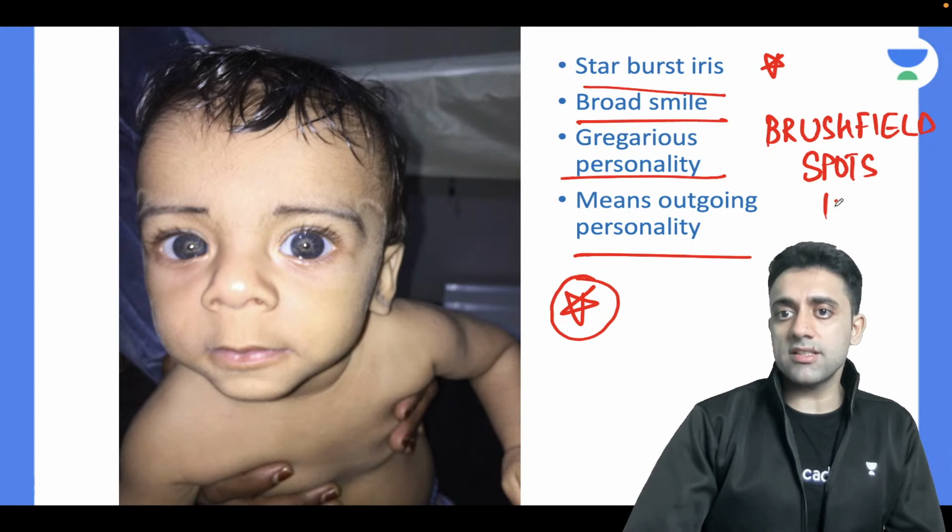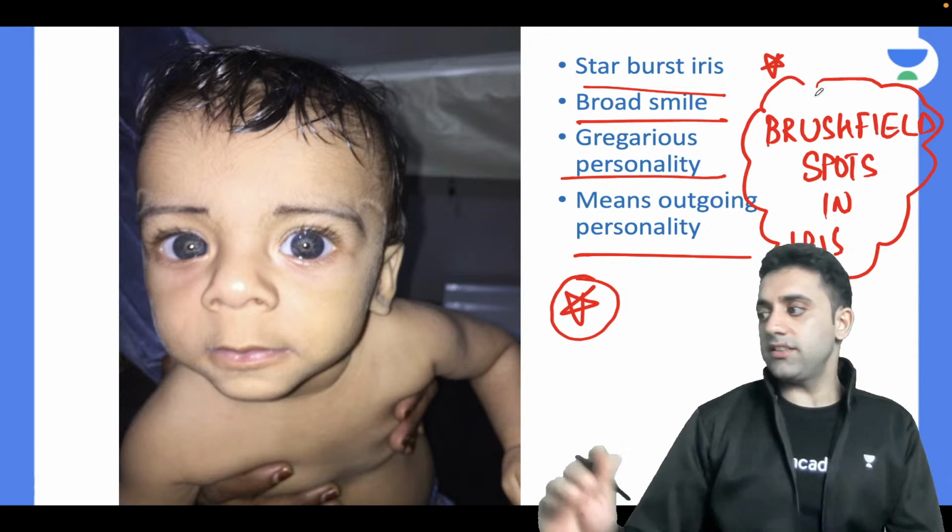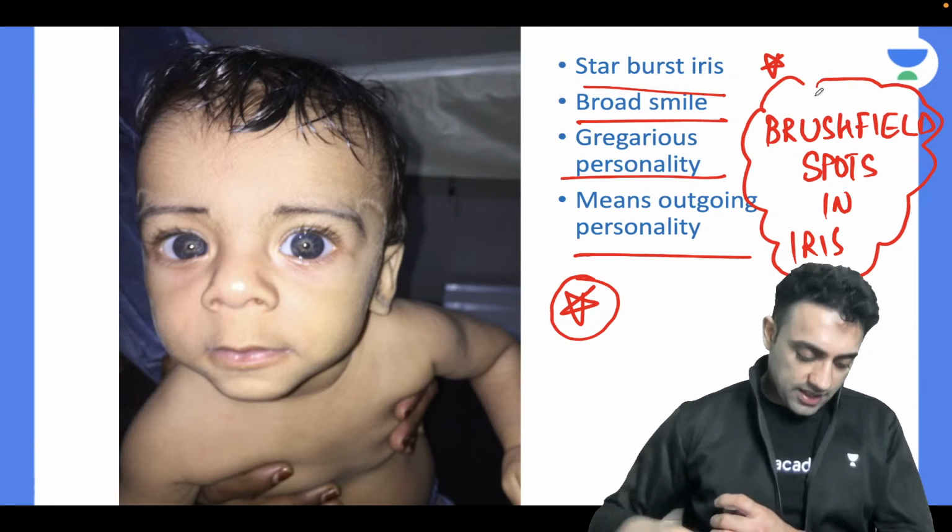Brushfield spots in the iris are seen in which condition? Which condition? See, I'll ask you about three irises. Let's see if you can answer.